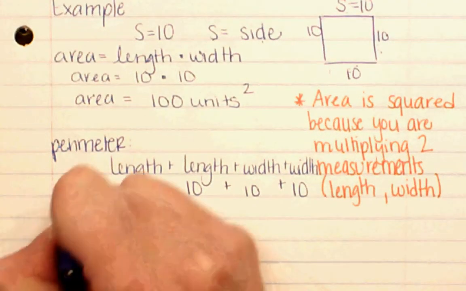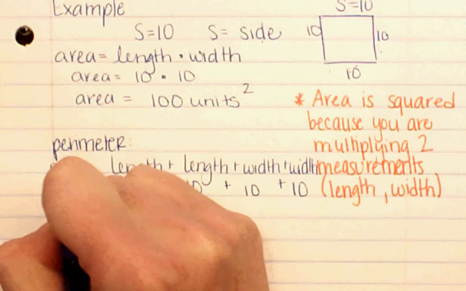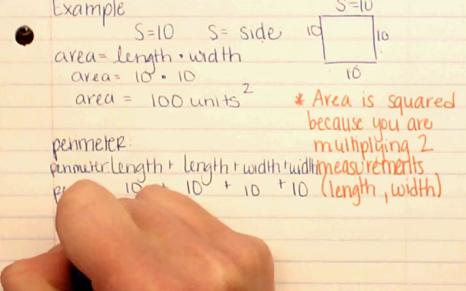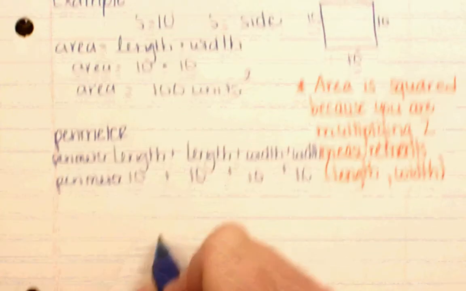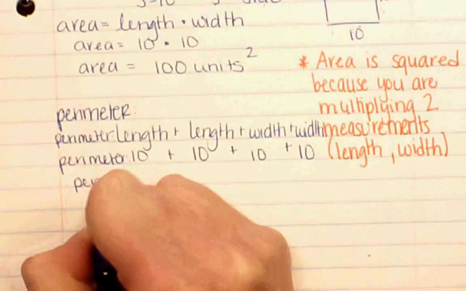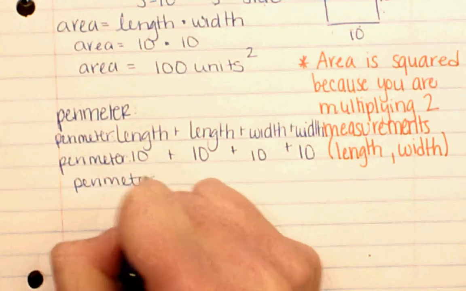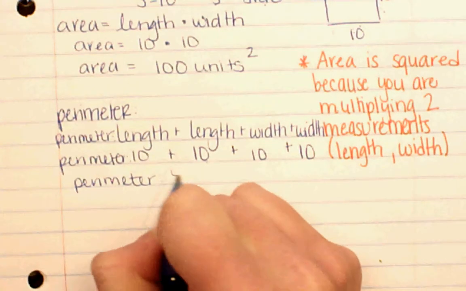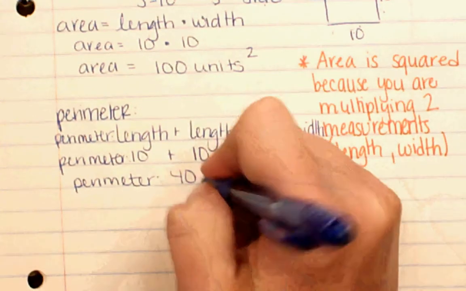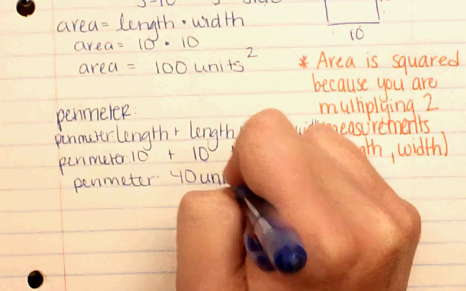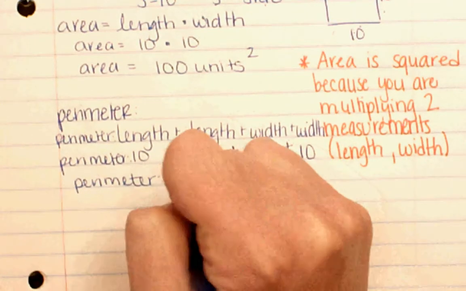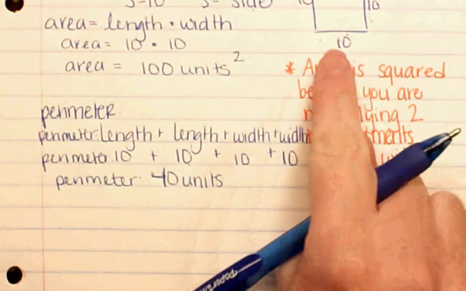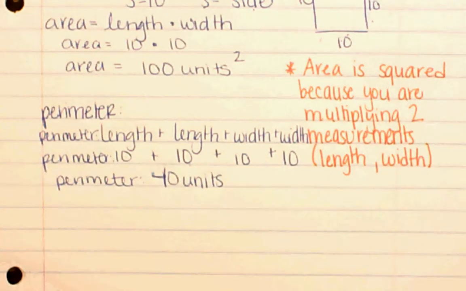So add them up. Let me write this again. Perimeter. So if I add them up, perimeter of the shape, 10 plus 10 is 20, plus 10 more is 30, plus 10 more is 40, and it would be units, just units, no squared, no cubed, no anything. I put units because there is no measurement after it, so you might want to write that down too.